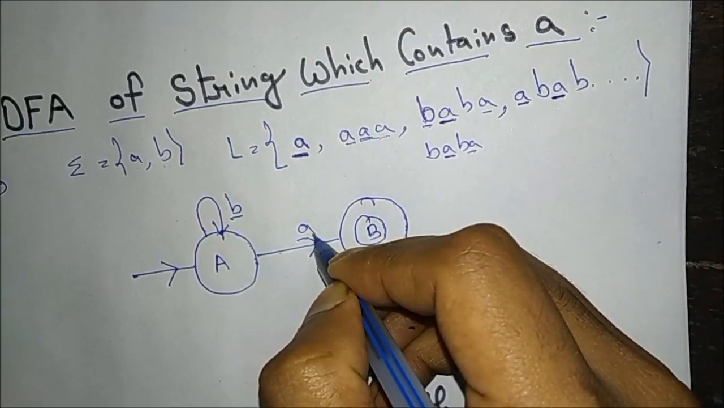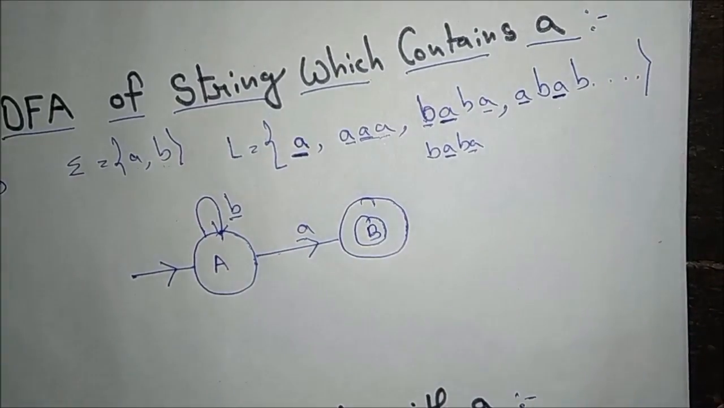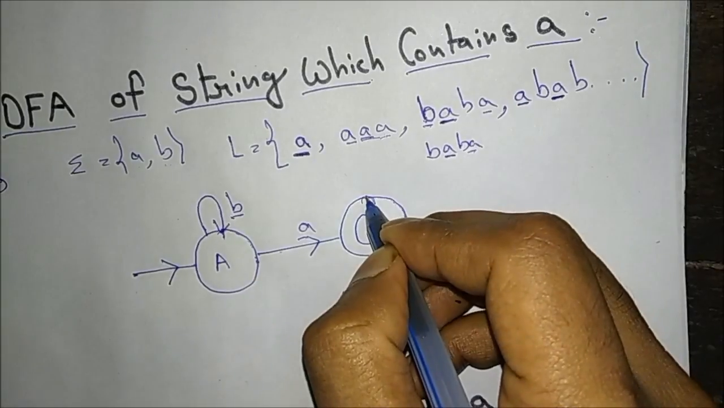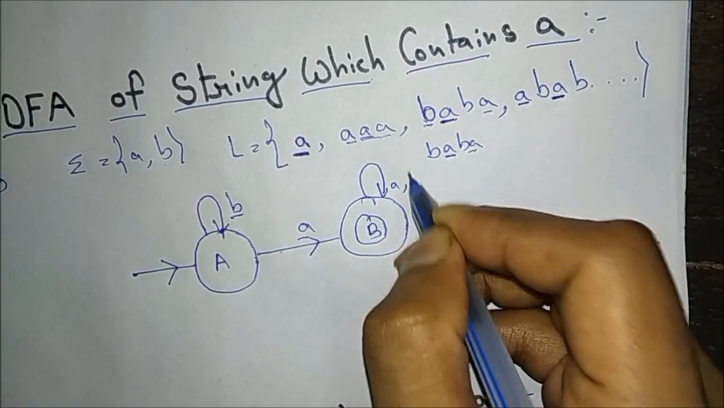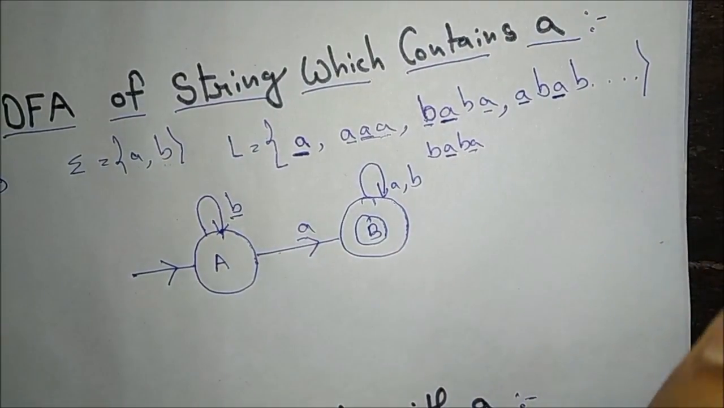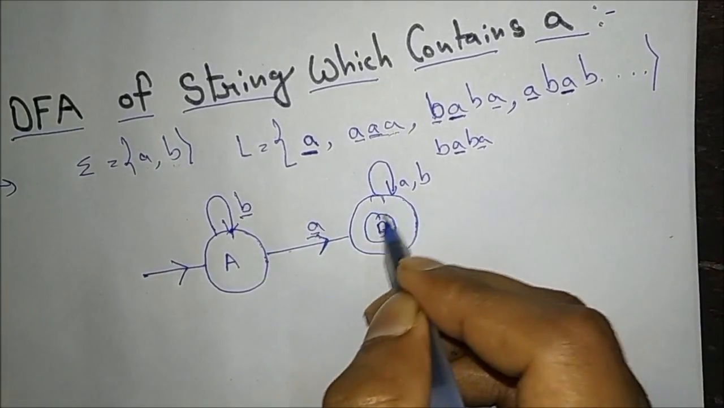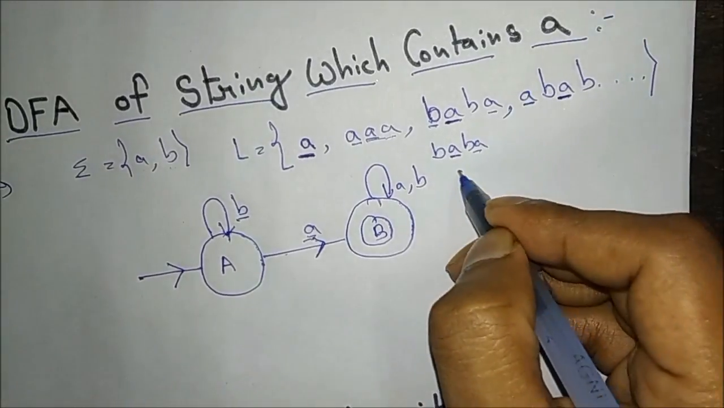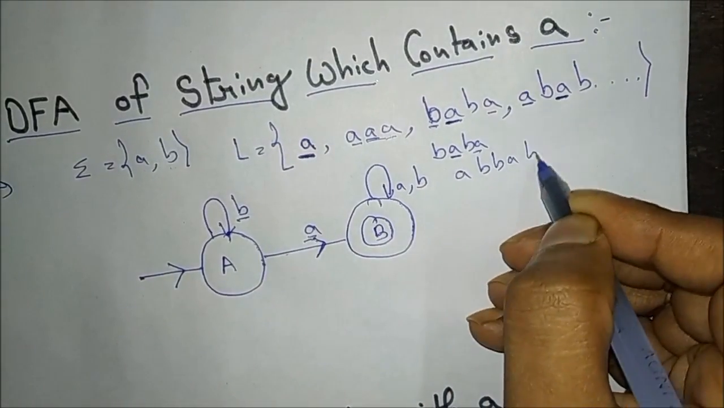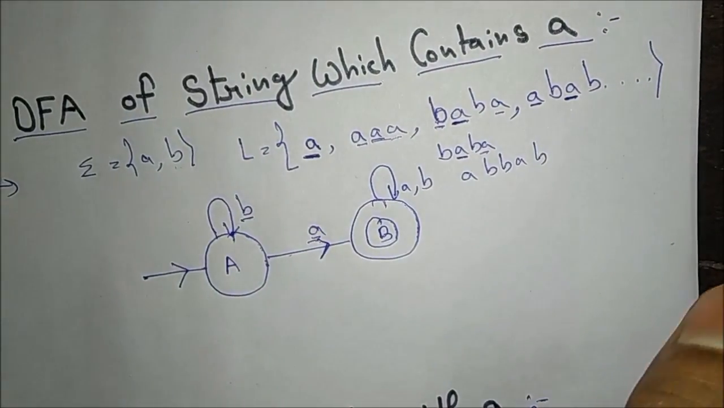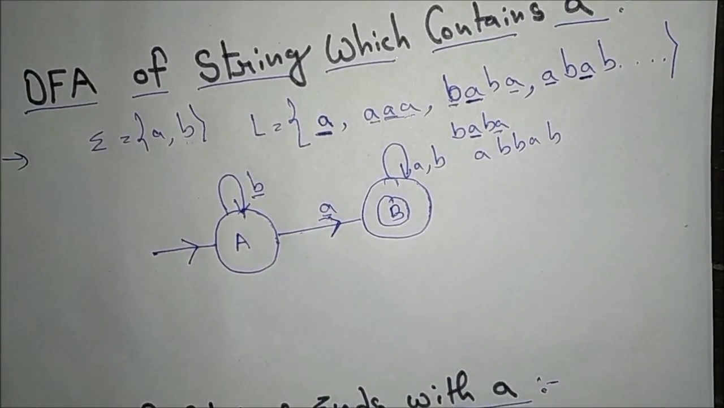Now after seeing A, if we see any number of A's and B's, we will accept it. In the B state, if we see any number of A's and B's, we will accept it, because we have found out that the string contains A. And after seeing A, if we see any number of B's or A's, we'll accept the string. So this is the DFA of strings which contain A.